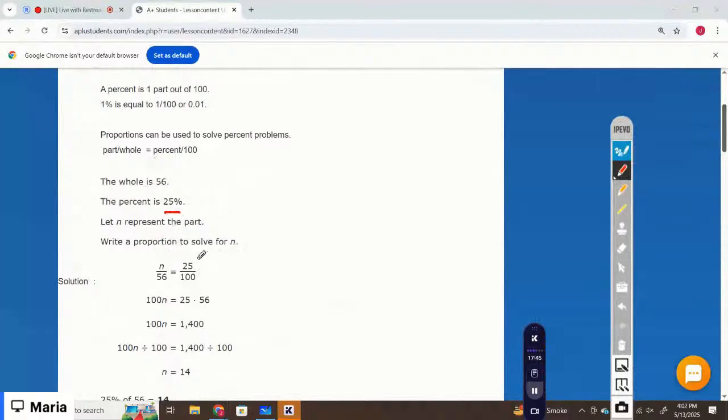So we need to make a proportion, that is n divided by 56 equals 25 over 100. N is the part, 56 is the whole number, and 25 over 100. So just do the calculations, that would be 14. So the correct option is 14.